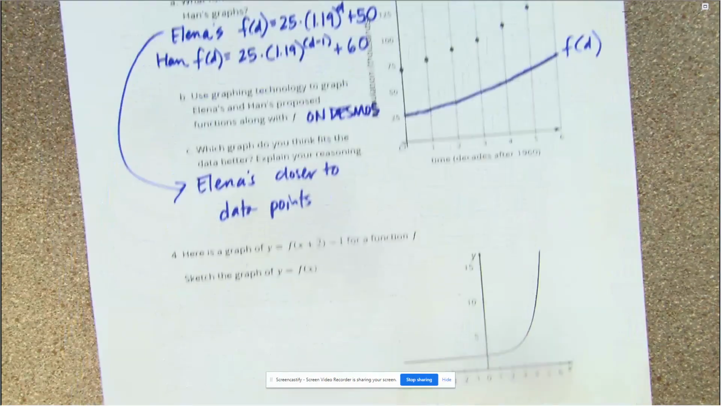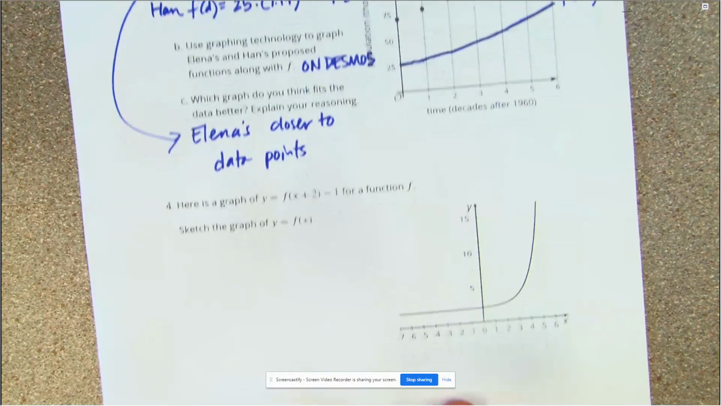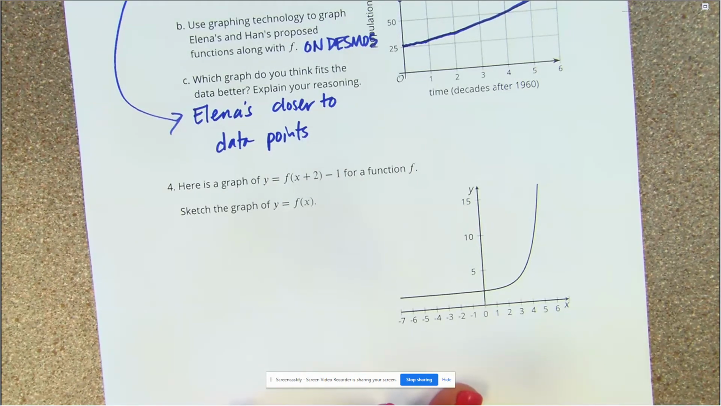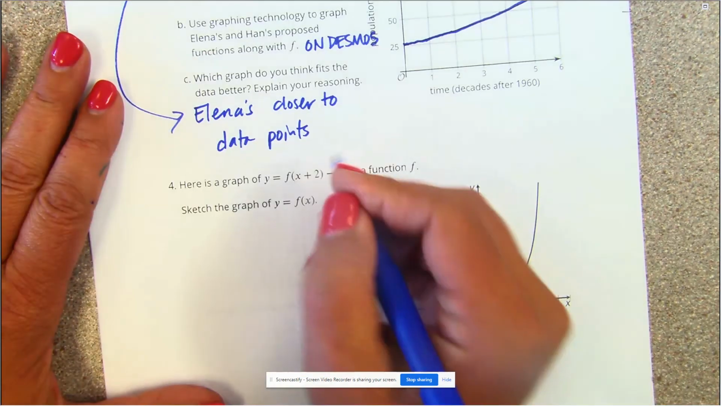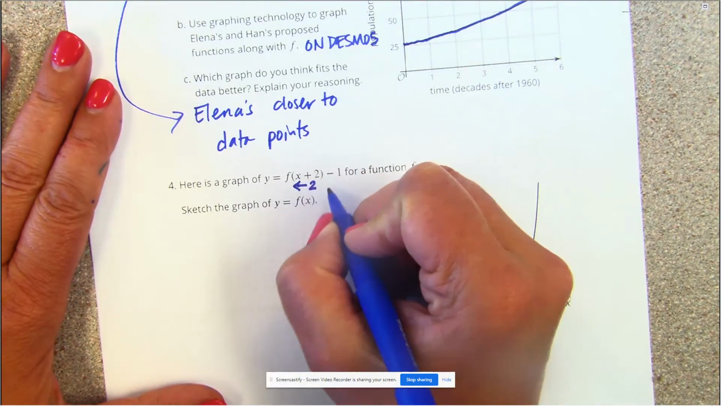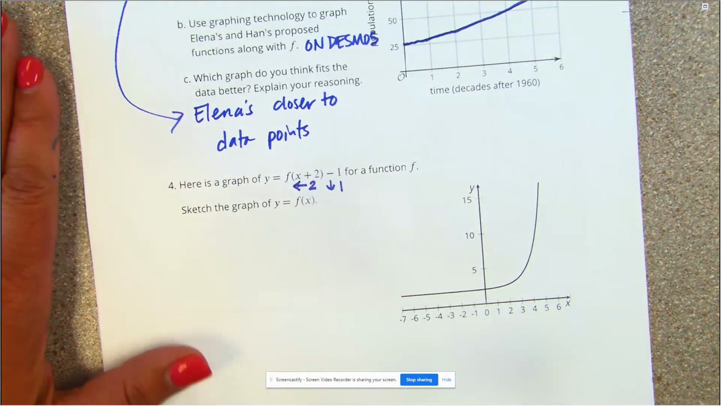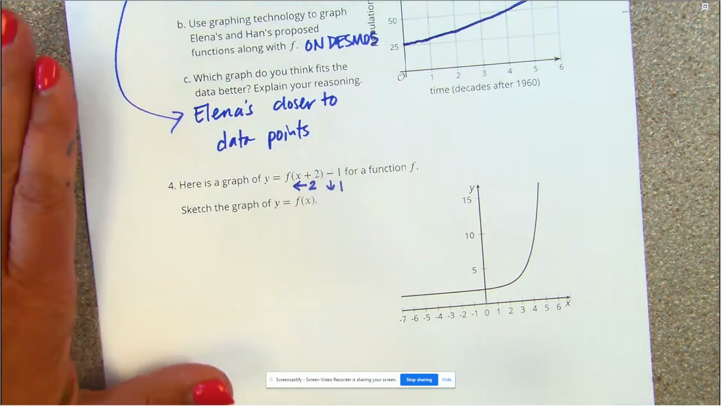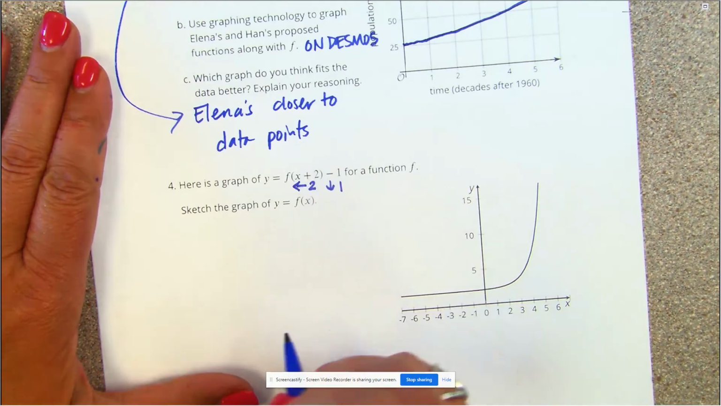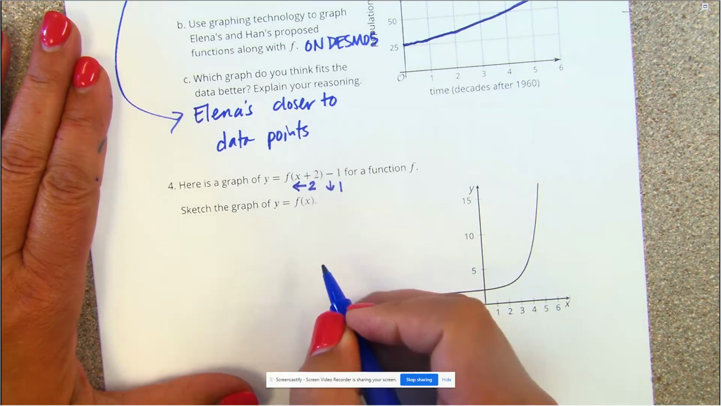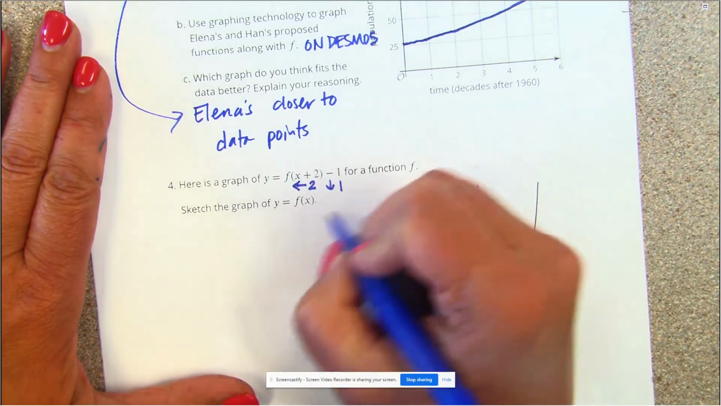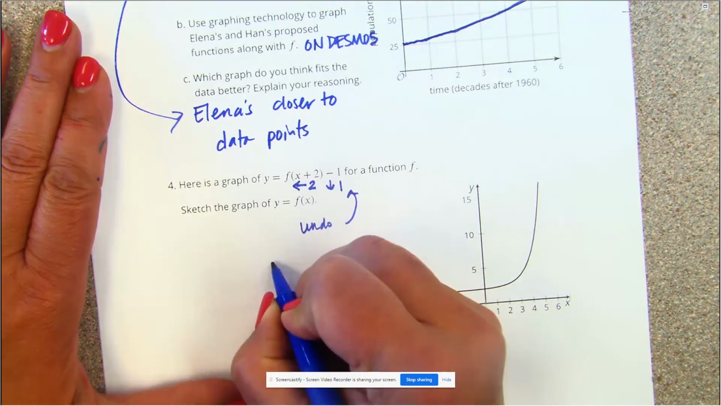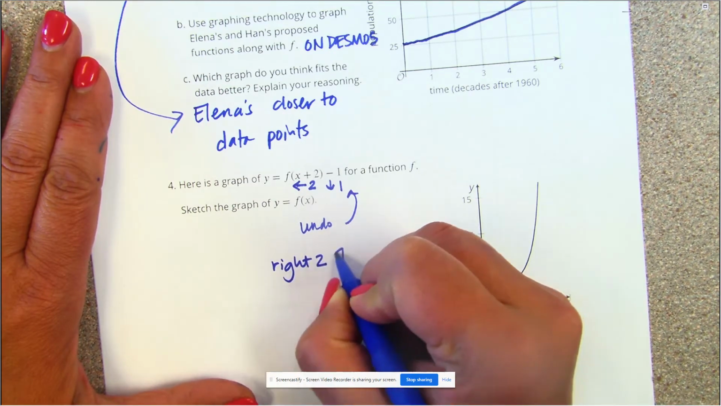All right, number 4. Here is a graph of y equals f of x plus 2 minus 1 for a function f. Sketch the graph of y equals f of x. So this has been shifted left 2 and down 1. So I want to go back to the original graph, so that would mean I need to shift it right 2, up 1, because it's already been transformed. This is the transformation. So I want to undo this stuff. So I want to go right 2 and up 1.